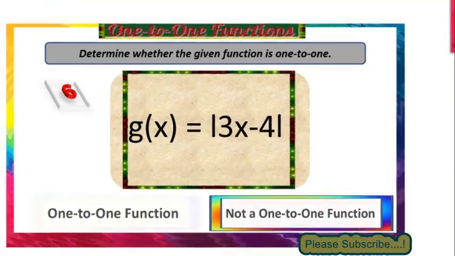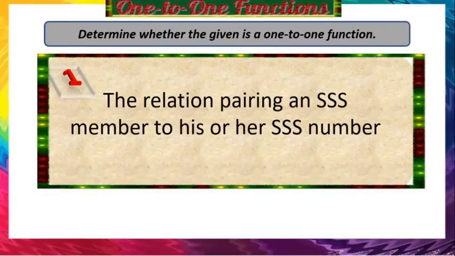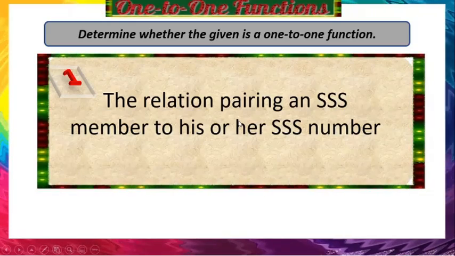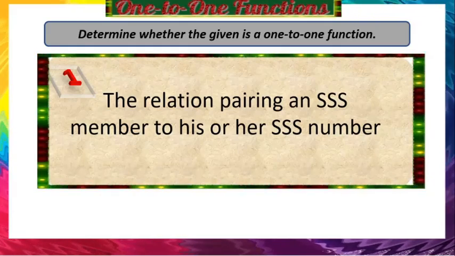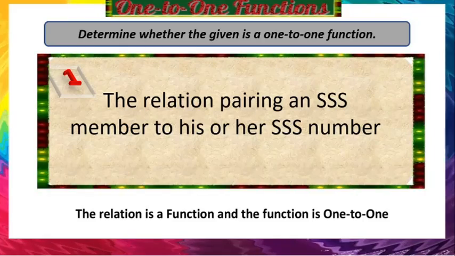Okay, so the last part is about real life situations. The first example is the relation pairing an SSS member to his or her SS number. So this relation is a function, and at the same time a one-to-one function, because every member of SSS is only allowed to have one SSS number, meaning the number is unique. So our answer for that is the relation is a function and the function is one-to-one.